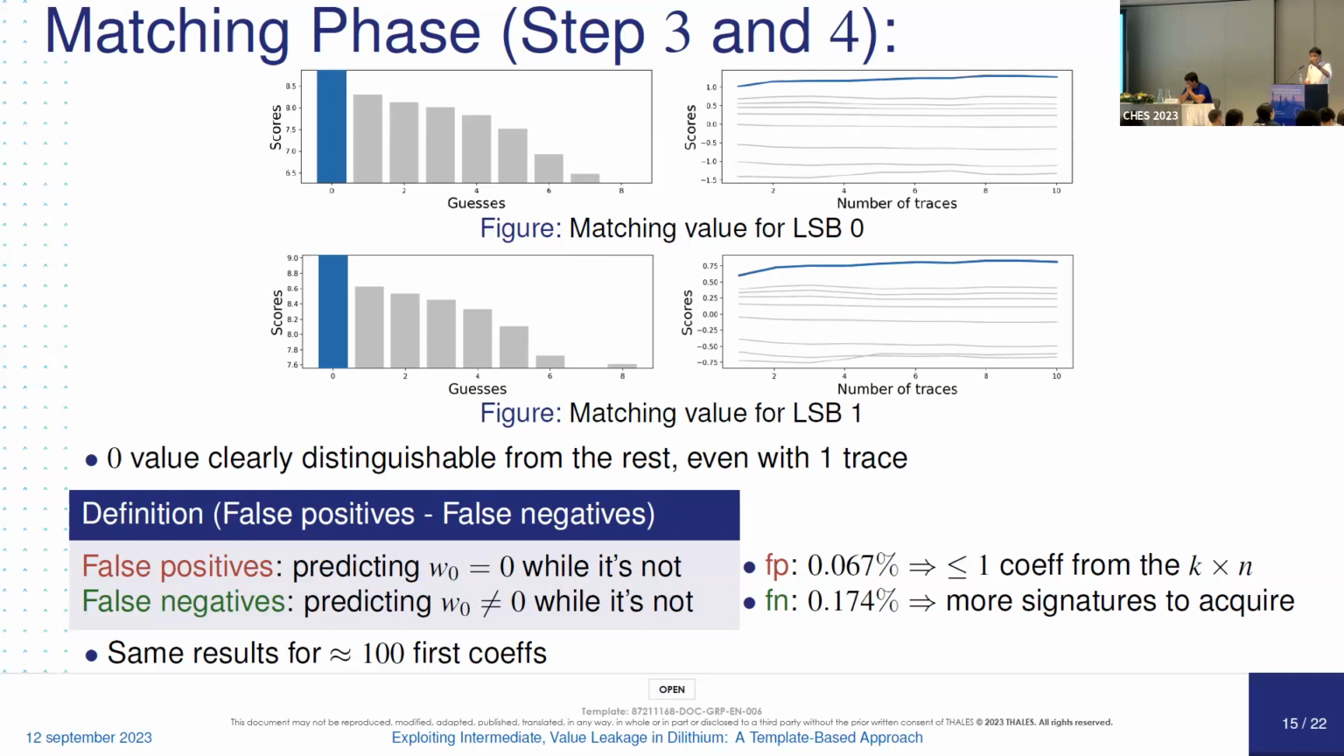Then on the right, we have decided to show the evolution of those scores as a function of the number of traces used for the matching. We can see that even with 1 trace, we are able to clearly distinguish the 0 value.